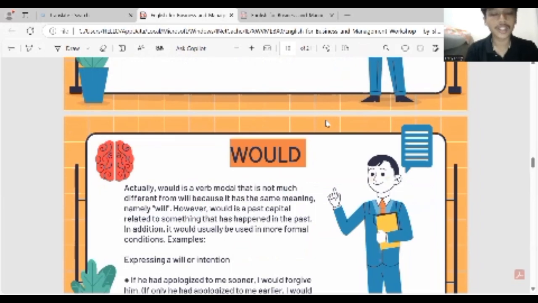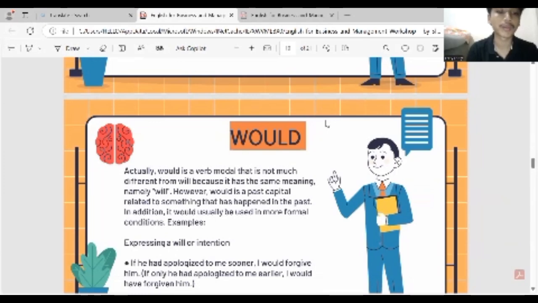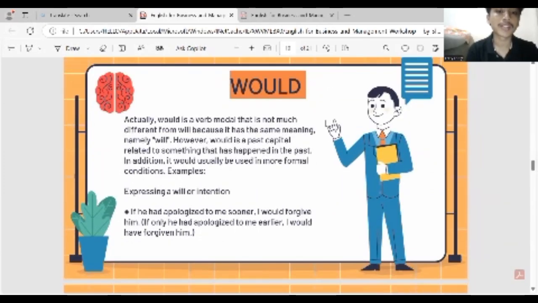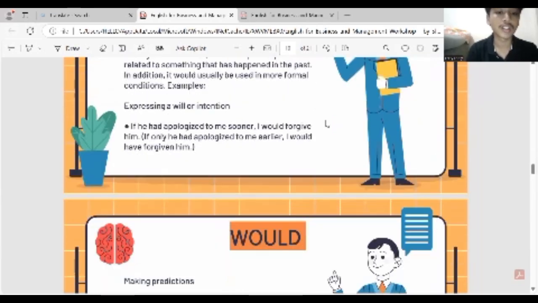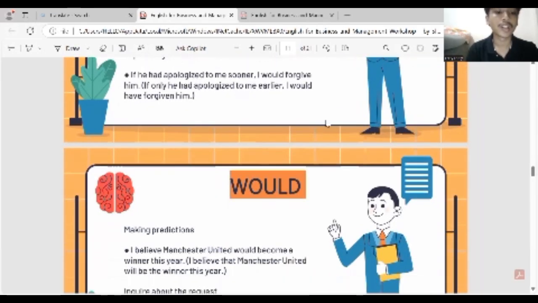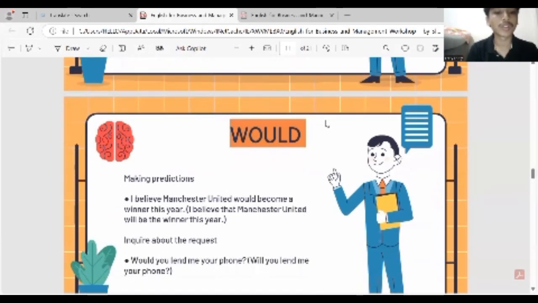Secondly, the modal verb is would. Actually, would is a modal verb that is not much different from will because it has the same meaning. However, would is a past modal related to something that has happened in the past. In addition, it will usually be used in more formal conditions. Examples: expressing a wish or intention; making a prediction: I believe Manchester United would become a winner this year. Inquiring about a request: would you lend me your phone?